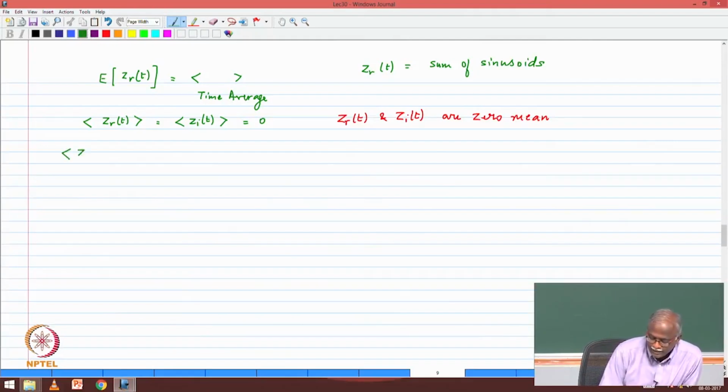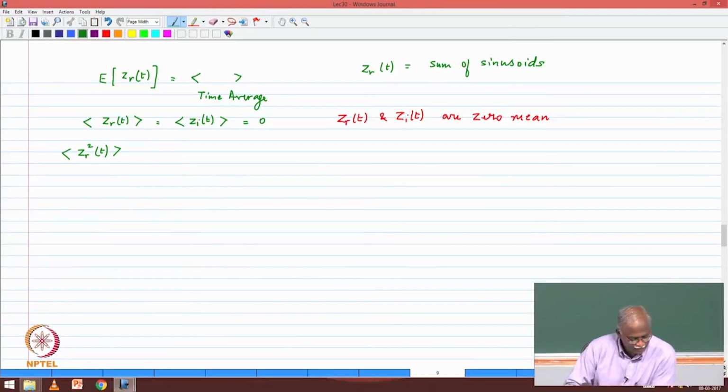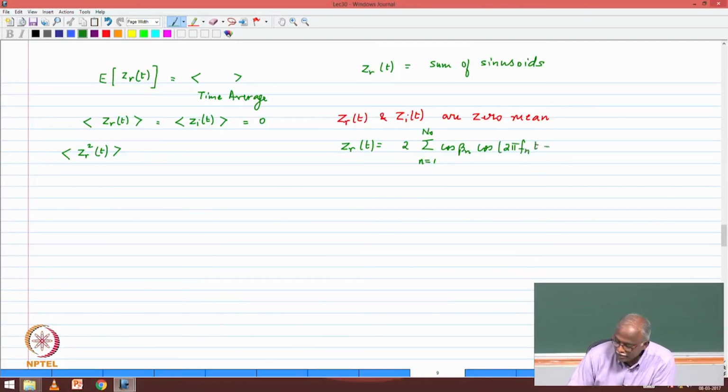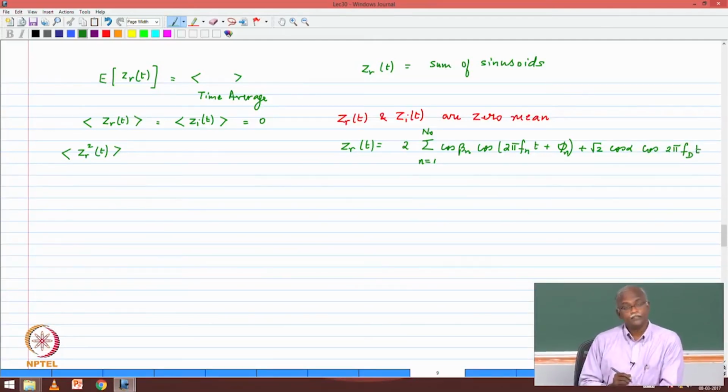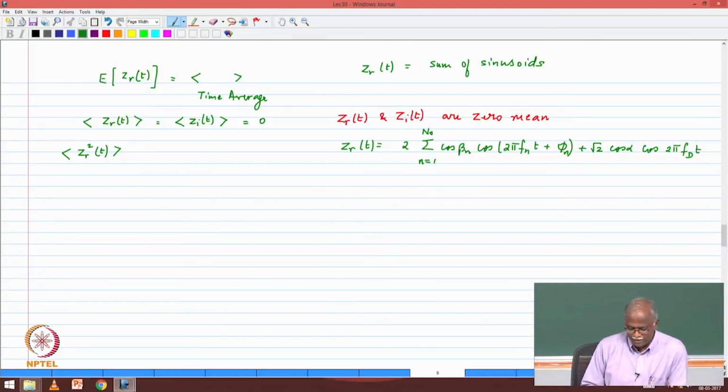So I want to now look at the time average of Zr squared of t. Okay. We need to have the expressions for Zr of t and Zi of t readily available. So let me just write down Zr of t once more. This is 2 times summation n equal to 1 through n naught cosine beta n cosine of (2 pi Fn t plus phi n) plus root 2 cosine alpha cosine 2 pi Fd t. Correct? Okay, that is the expression. Again, you can write down Zi. All the explanations I will do using Zr as my reference.